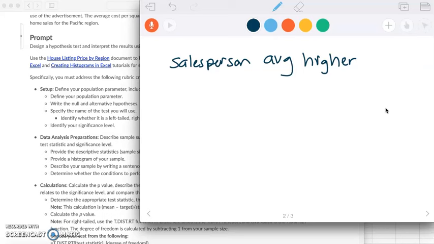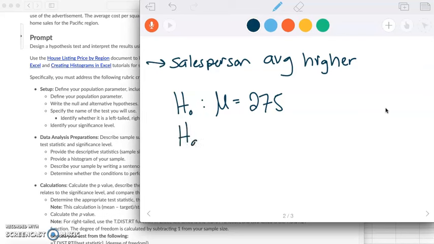So remember, the way I usually think of it is I define our alternative, or what we're testing, first. So our null is that the mean is equal to 275. That would be if the Pacific region is the same as the salesperson. Remember, your null is always going to be equal.